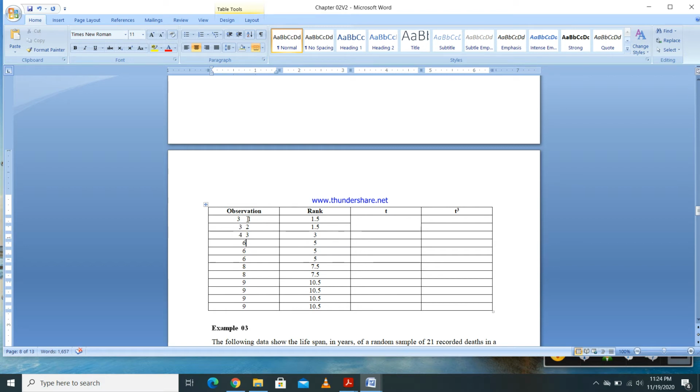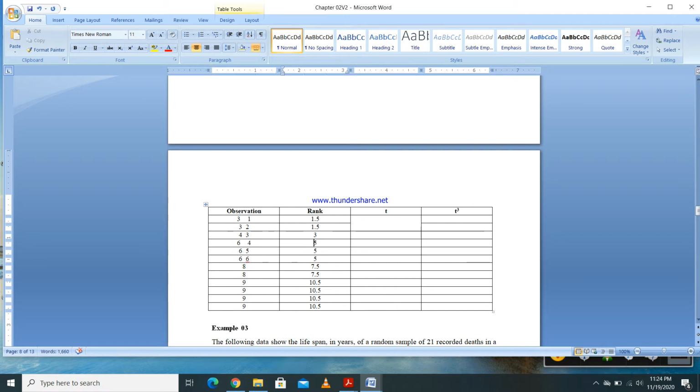Then when you take the next observation 6, we can give the rank as 4. We have three 6s, so we can give 4 to one, 5 to another, and 6 to the other one. When you take the total of the ranks, 4 plus 5 plus 6, that is 15. Since we have three 6 values, we have to divide it by 3.